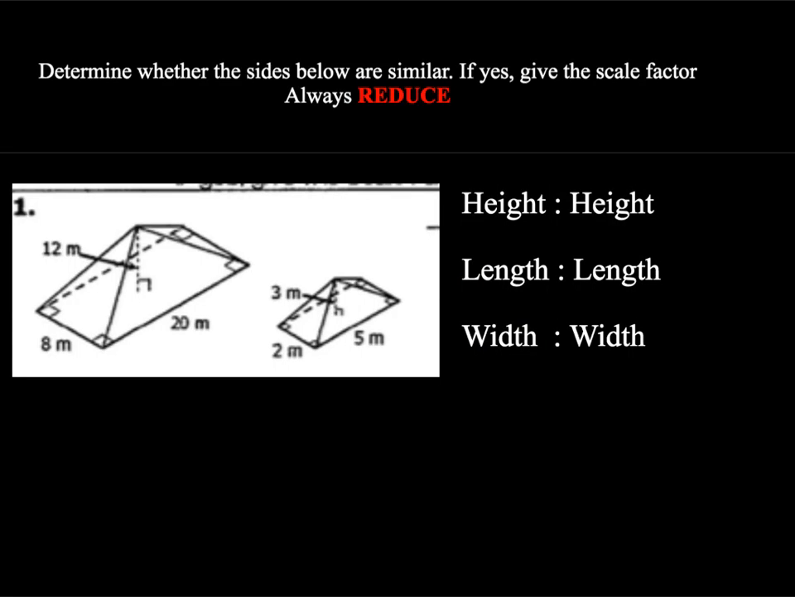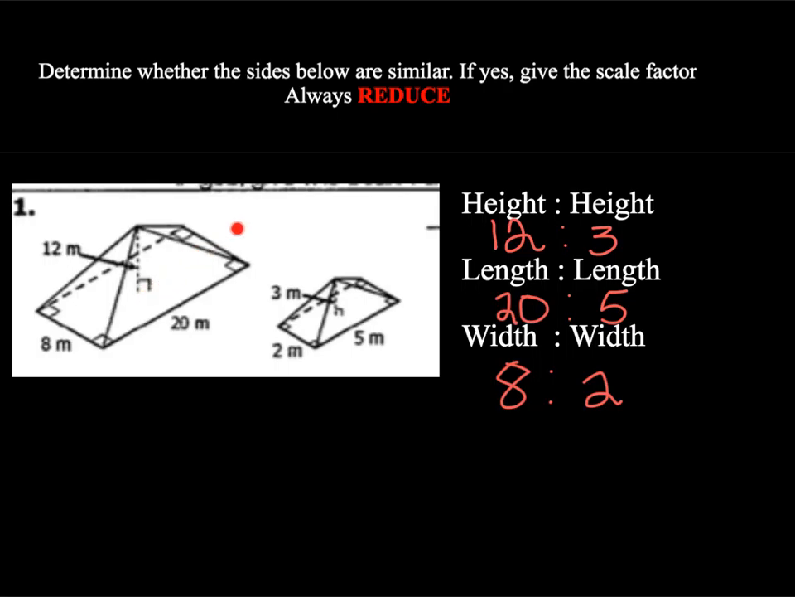We're going to determine if the two pyramids below are similar. And what we're going to do is compare the height to the height, the length to the length, and the width to the width. Height is 12 in the big figure and 3 in the small. Length is 20 in the big picture and 5 in the small. And width is 8 to 2.